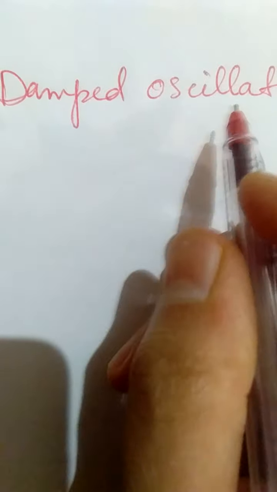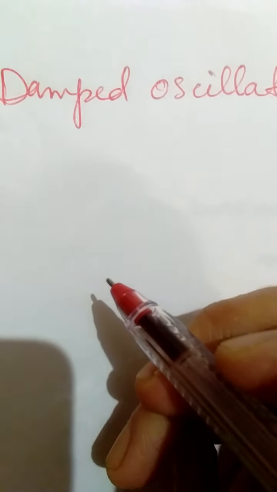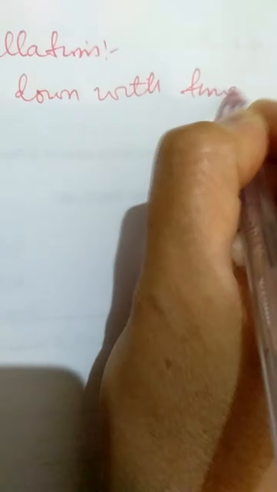Dear students, today we will talk about damped oscillations. We know that when simple harmonic motion or oscillation takes place, the amplitude of this oscillation dies down with time. And why does it happen?